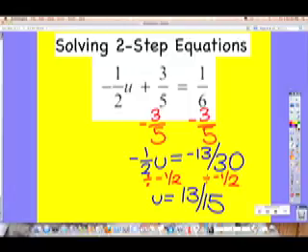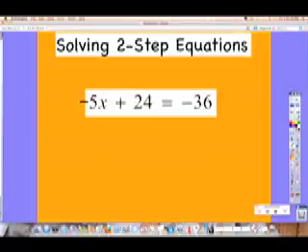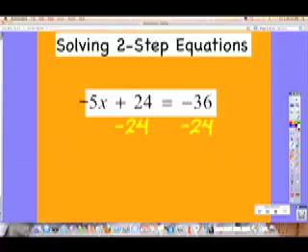Ready, set, go. Okay, let's help each other out. What did you do on the first step? Tyler, what'd you do? Alright, you said minus 24 under negative 36 and under the plus 24. Looks like opposites to me. Plus 24 minus 24, that's perfect. Okay, so cleaning this up, we still have that negative 5x. Still have our equal sign. I think I can do this.